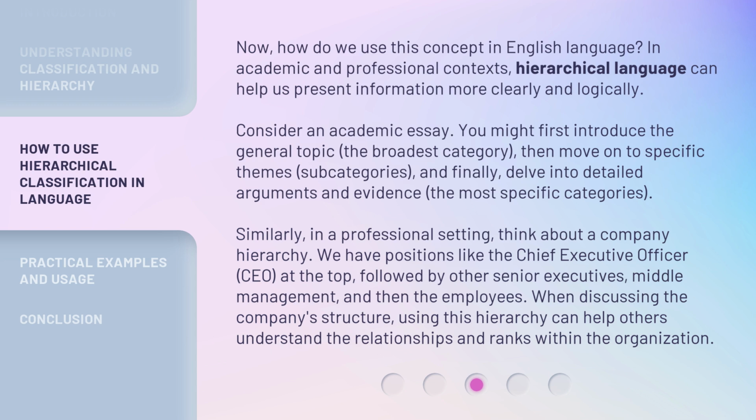Similarly, in a professional setting, think about a company hierarchy. We have positions like the Chief Executive Officer, CEO, at the top, followed by other senior executives, middle management, and then the employees. When discussing the company's structure, using this hierarchy can help others understand the relationships and ranks within the organization.